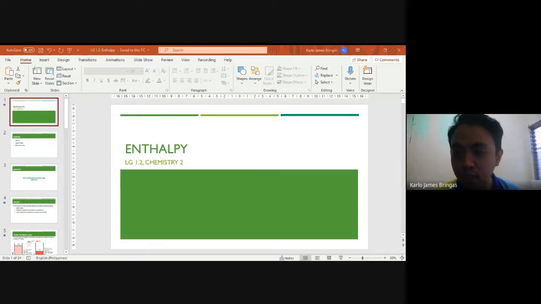Ayan. So once again, good afternoon. So today we're tackling two LGs. First, we have LG 1.2 dealing with enthalpy and LG 1.3 that deals with Hess's law.